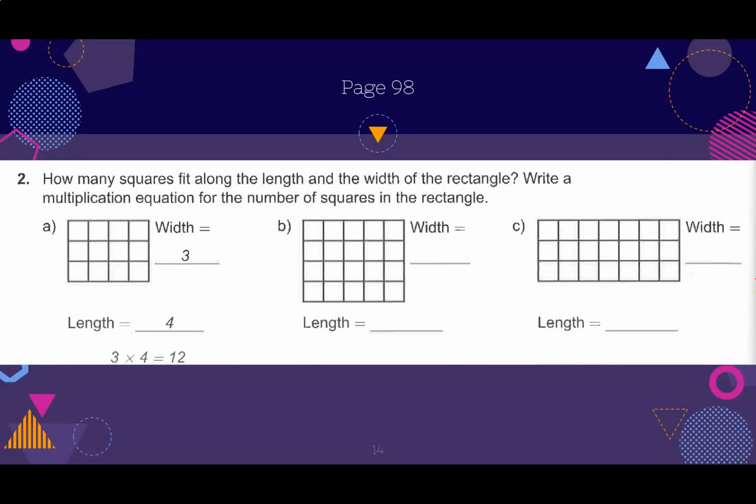Question 2. How many squares fit along the length and the width of the rectangle? Write a multiplication equation for the number of squares in the rectangle. 2A, again, is done for us. The width is 3 squares. The length is 4. So 3 times 4 equals 12 squares. And if you count the squares, you will see that there are 12. Please try B and C on your own.